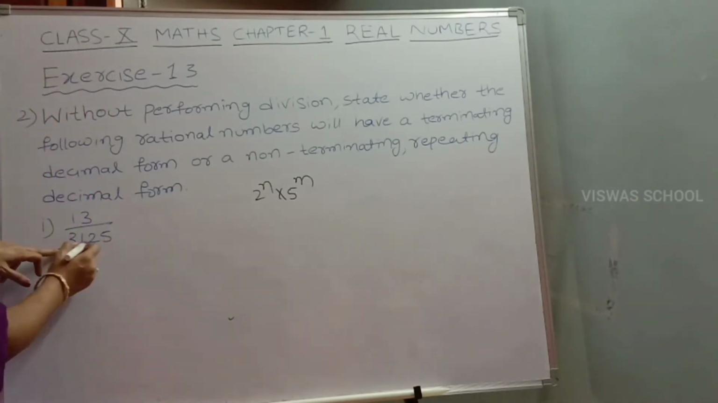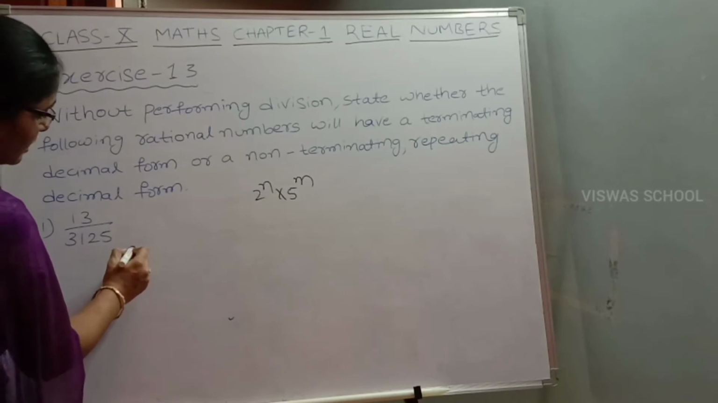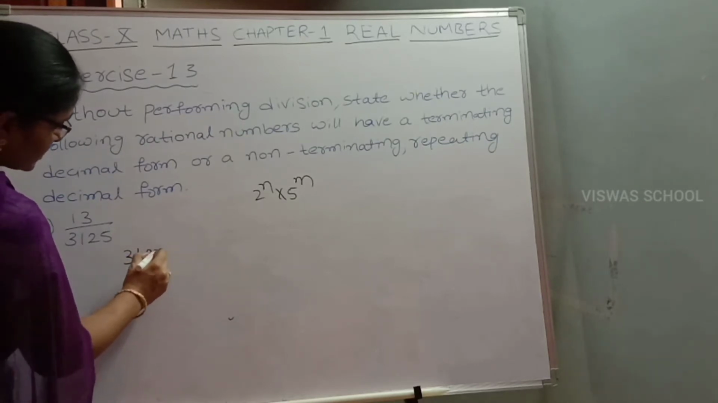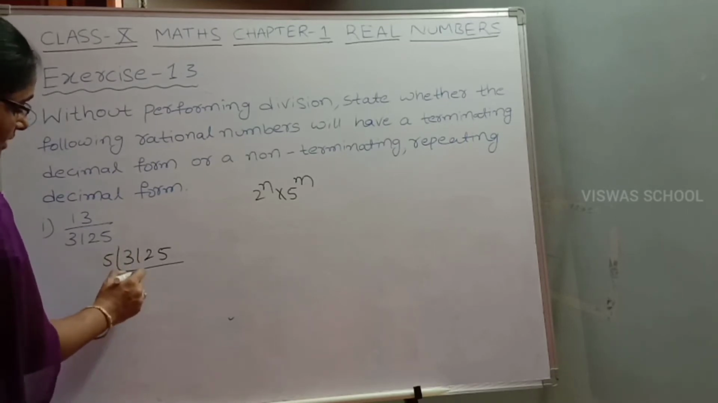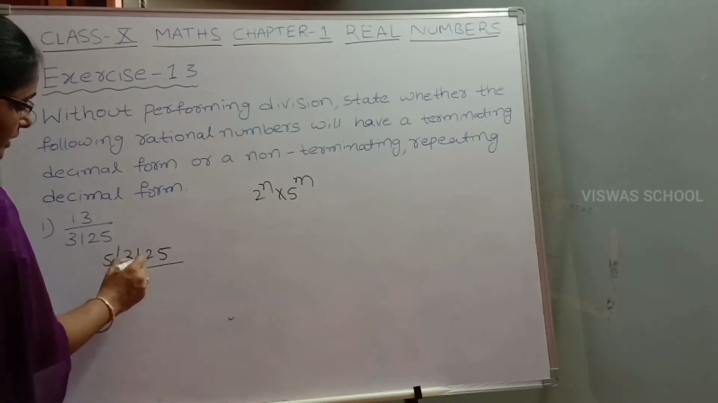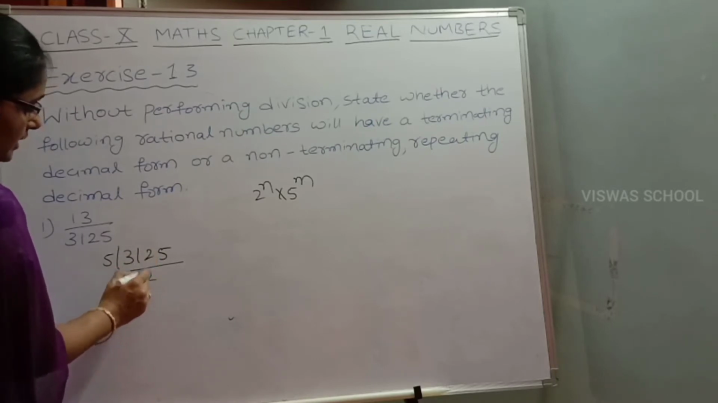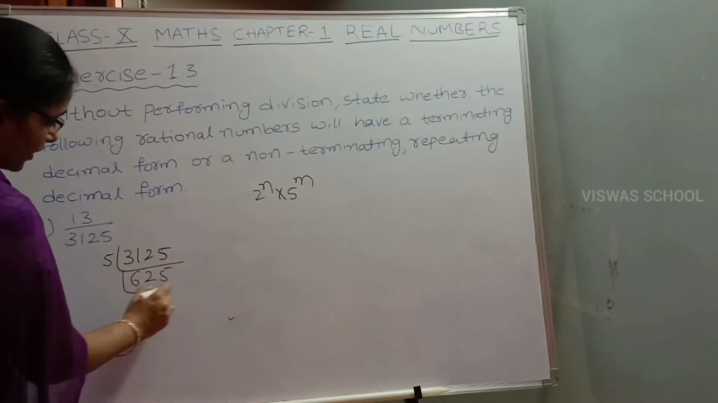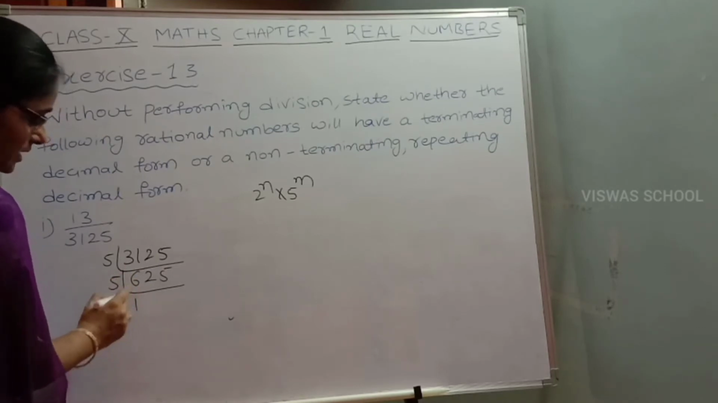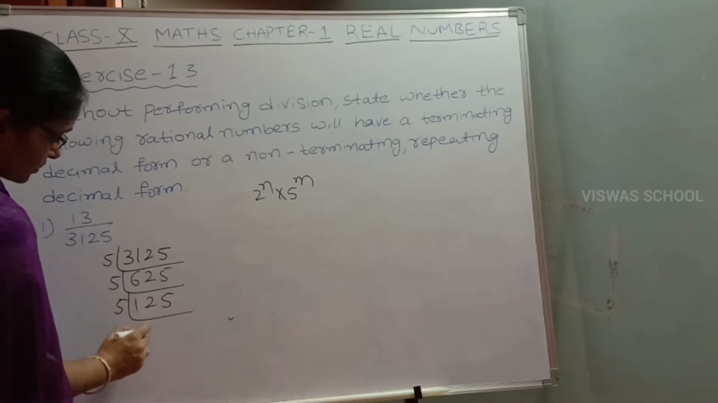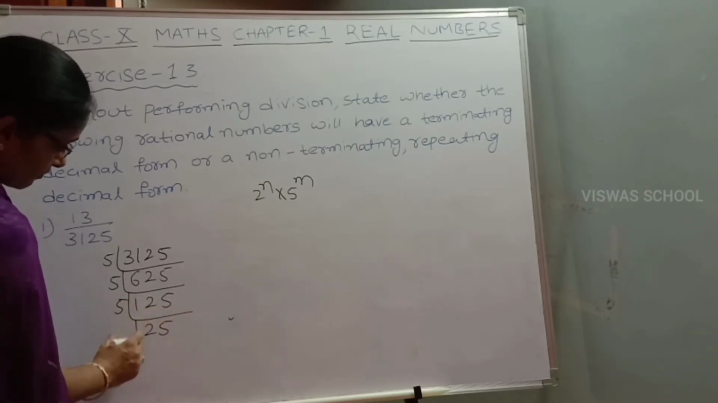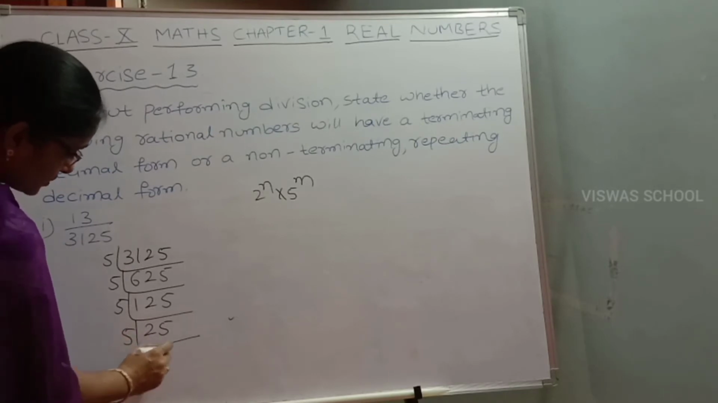See what the denominator is here. 3125. First you write this in the form of the product of prime factors. For that, here I am taking 5. 5 sixes are 30. Remaining 1 here. That is 12 here. 5 twos are 10 and 5 fives are 25. Now again, 5 ones are 5. 5 twos are 10. 5 fives are 25.